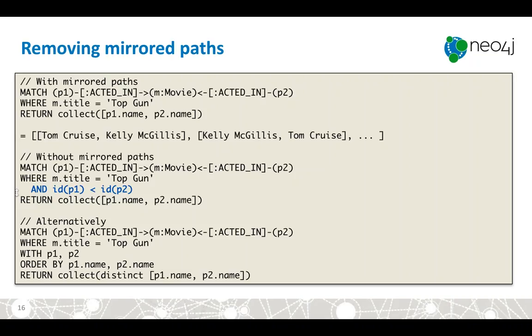It's just something where you see the line highlighted in blue down below, where you can indicate that you want the ID of one object to be less than the other. And this is just an arbitrary way of saying that you only want one of those two paths. You don't want the same path mirrored. So you can do this very simply by comparing the IDs. You can also do this in a second way down at the bottom, where I show you that you can order by a certain property of those objects and then collect them in a distinct way.